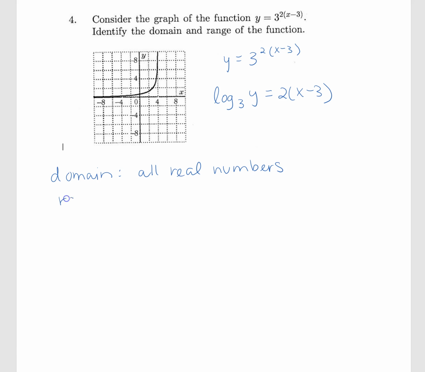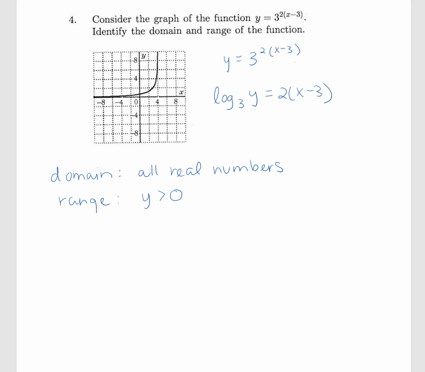But if we look at this for the range, or the possible y values we can have, we know that you can never take the log with any base of 0. So that means that y has to be greater than 0. And it also can't be a negative number, because you can't take the log of a negative number either. So this means that y is greater than 0 is our range, because this function only works if y is greater than 0.